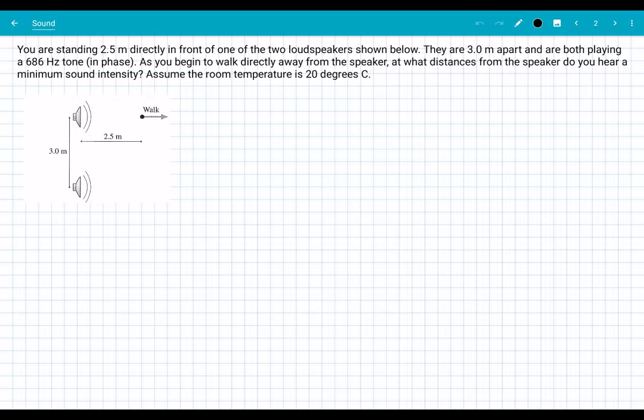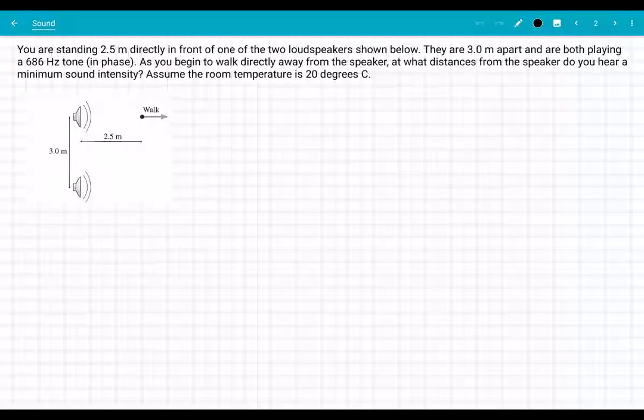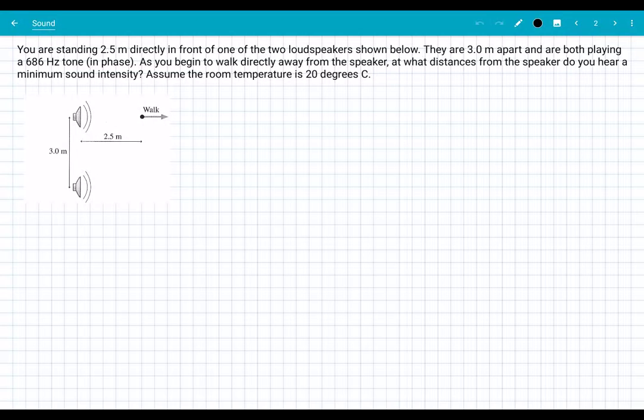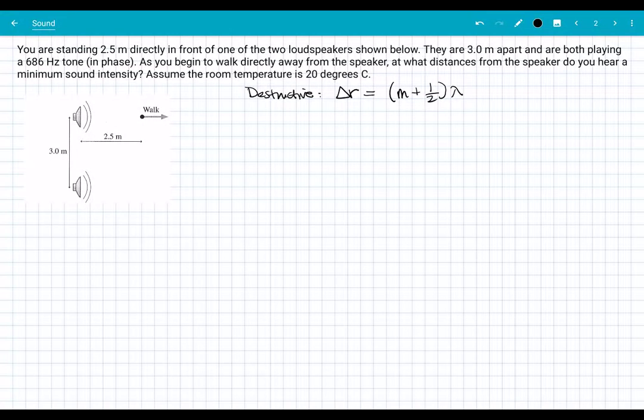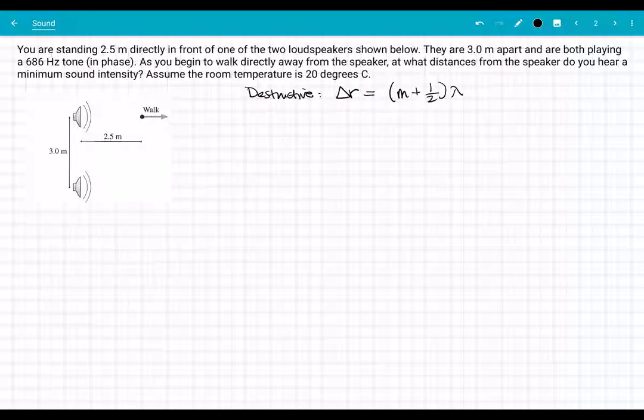So we're after the minimum sound intensity, so we know that we're interested in the destructive case, right? So right away, I want to remind us of that. We care about the destructive case. That tells us that the path length difference is equal to (m + 1/2)λ. What that's about is that the path length difference is equal to some odd multiple of 1/2 wavelength. When that happens, you'll have destructive interference because the waves will be at completely opposite spots in the cycle.